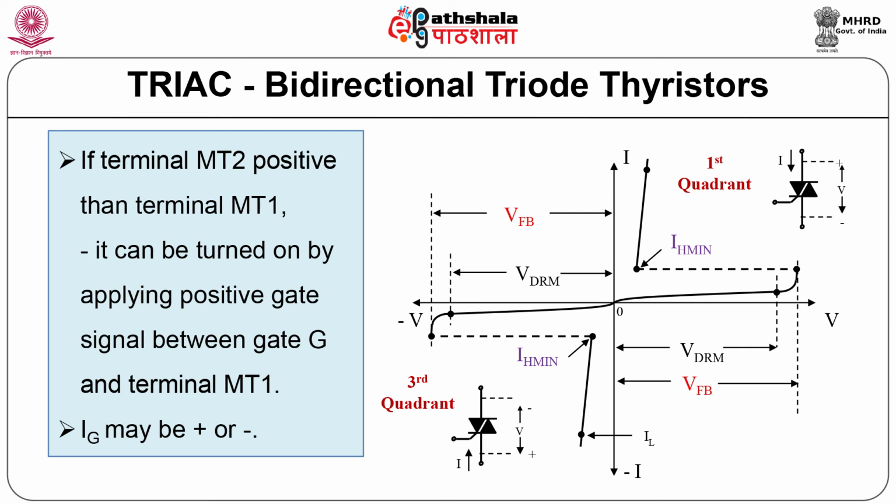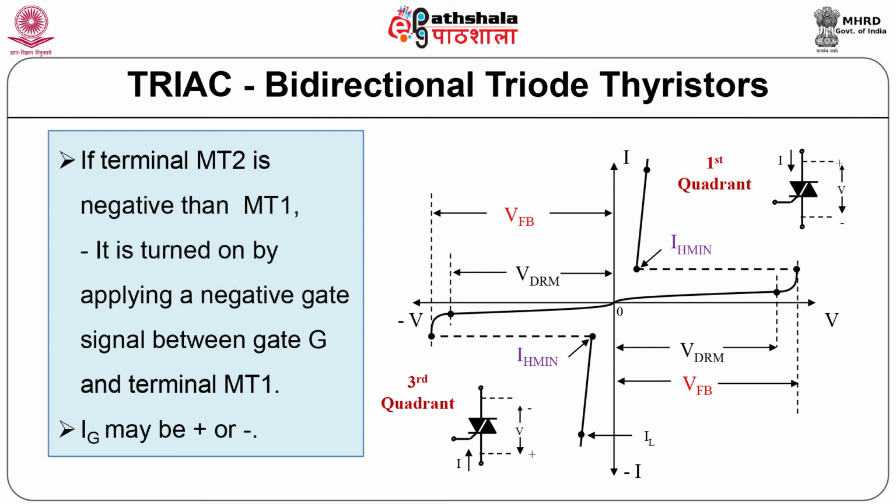If terminal MT2 is positive with respect to MT1, it can be turned on by applying gate current. The polarity of gate current is not important. Gate current may be positive, may be negative. If MT2 is negative with respect to MT1, then it is also turned on by applying gate current. Here also polarity is not important. Gate current can be positive, can be negative.